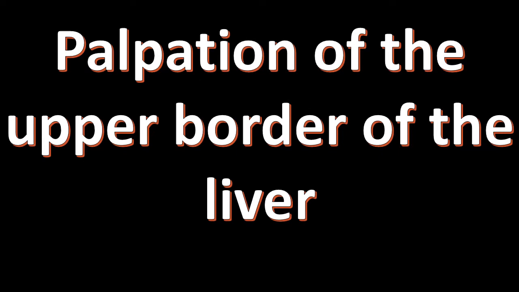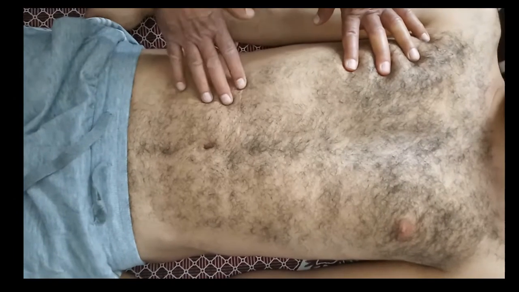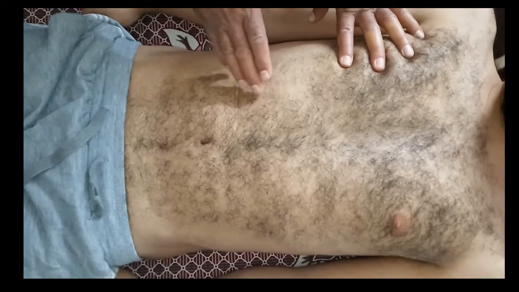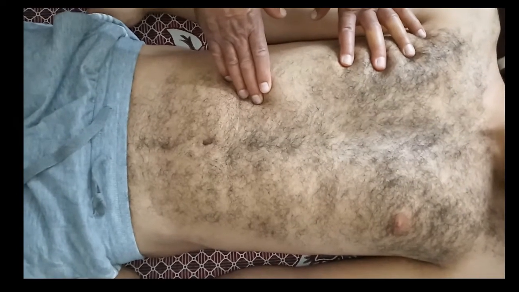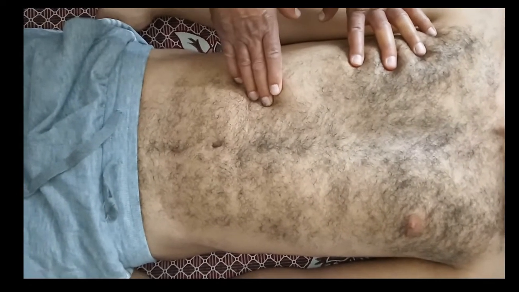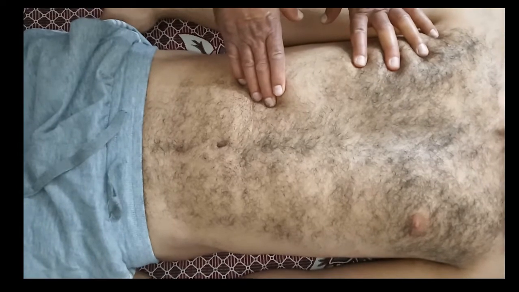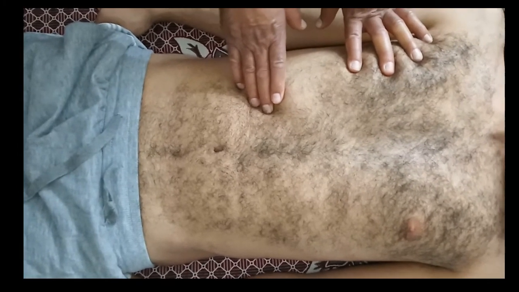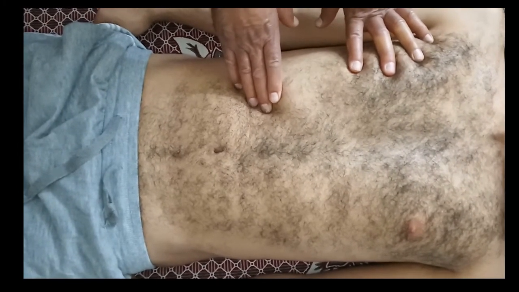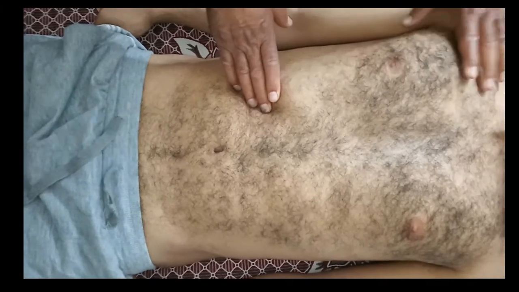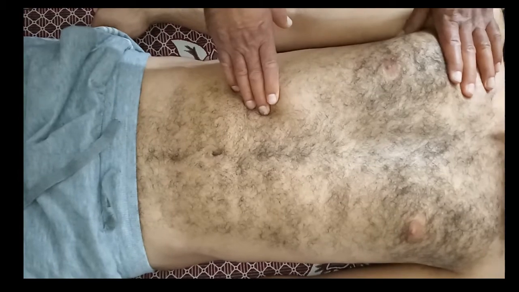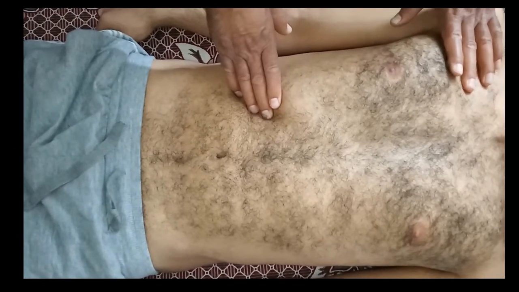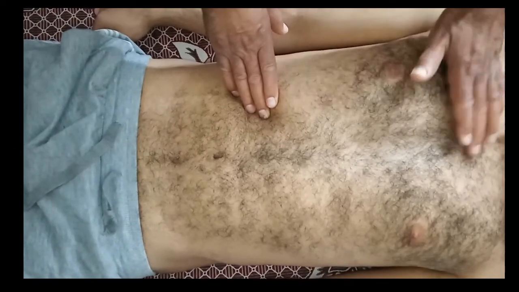Palpation of the upper border of the liver. We have found the liver not felt below the costal margin in that patient. To know whether the liver is enlarged, normal sized, or shrunken in size, we should know the upper border of the liver. We can't do that except by percussion.